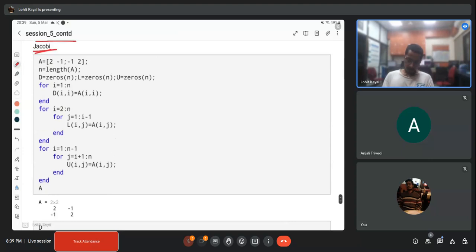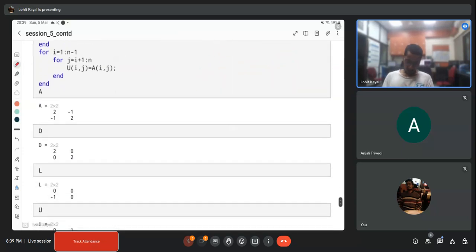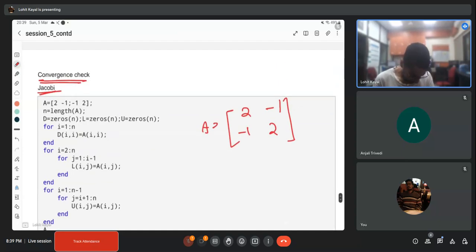So this is the matrix: 2, minus 1, minus 1, 2. Maybe this time it is a small matrix. Previously I calculated the eigenvalues for the Jacobi method. I told you that I will calculate the eigenvalues for the Jacobi method, and I will show a code for the Gauss-Seidel method. So this is for the Jacobi method.